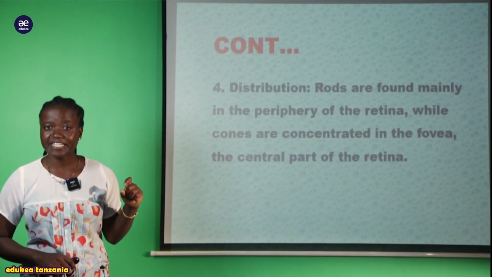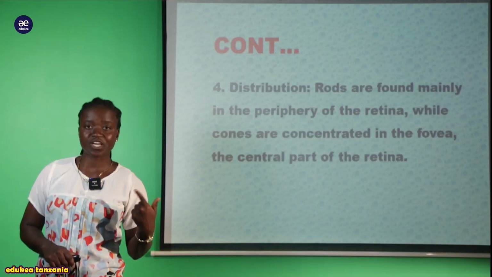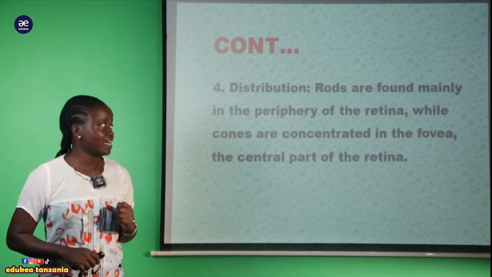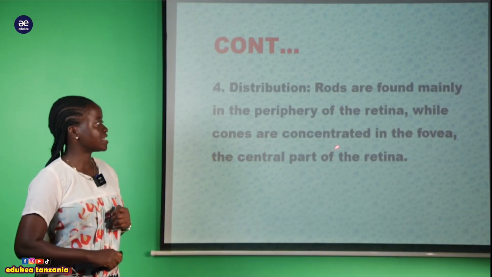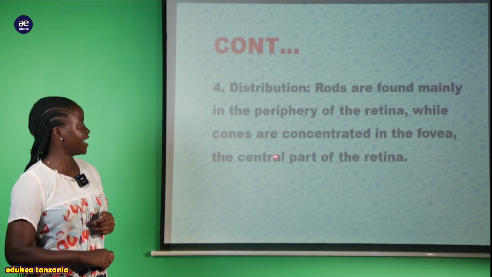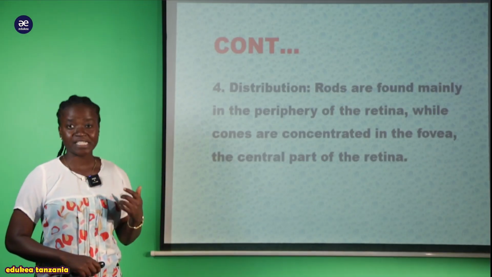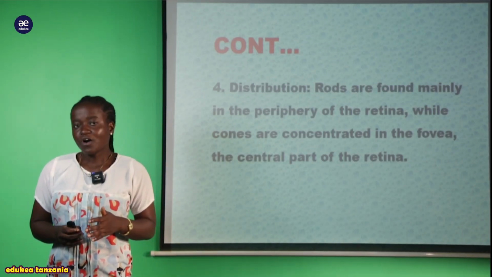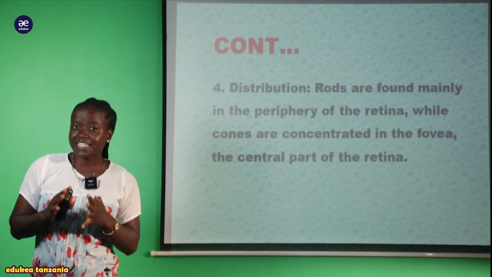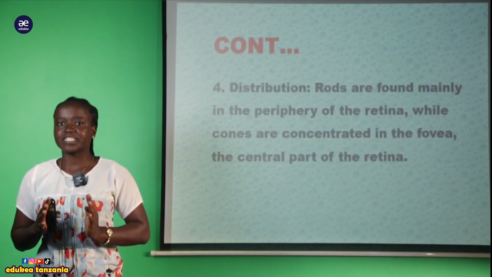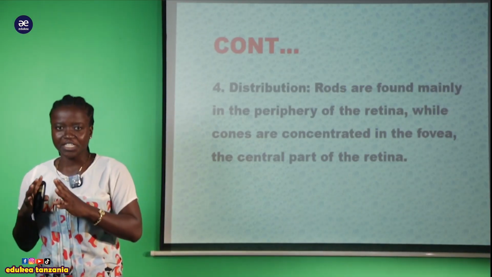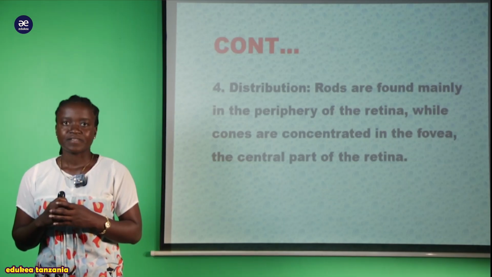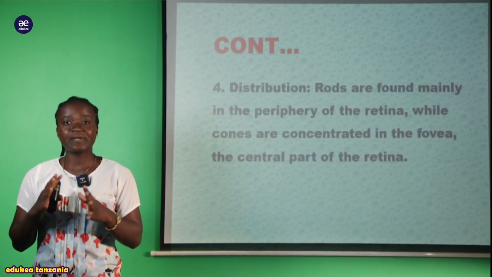Mwishoni kabisa mwa retina ndipo ambapo utakuta hii structure ya rods. Lakini ukienda kuangalia ile cones, they are concentrated in the fovea, the central part of the retina. Zote zinapatikana ndani ya retina, both rods and cones, but on the distribution in the retina they are quite different. They are located in different places.